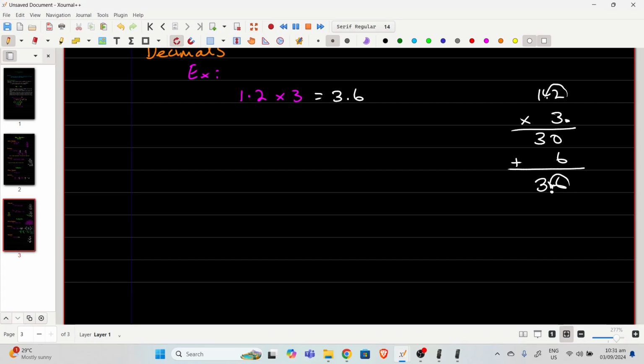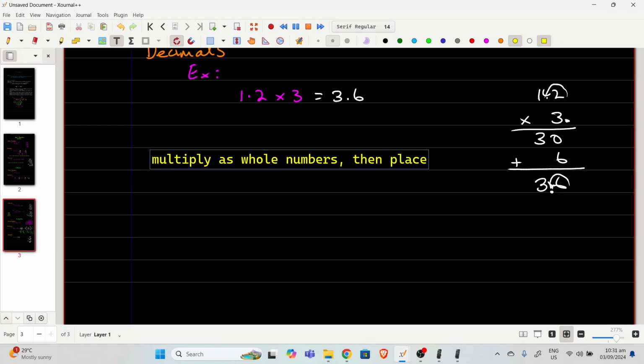Okay, so in this one here, I'll put a little note because this one is a little bit different. So we multiply as whole numbers, then place the decimal point in the result. Right, so you count the number of spaces the decimal point needs to move, and then you put it in the result. In this case, we needed to move the decimal point one space to get 1.2. We didn't need it to move anywhere to get 3. So therefore that answer is 3.6.